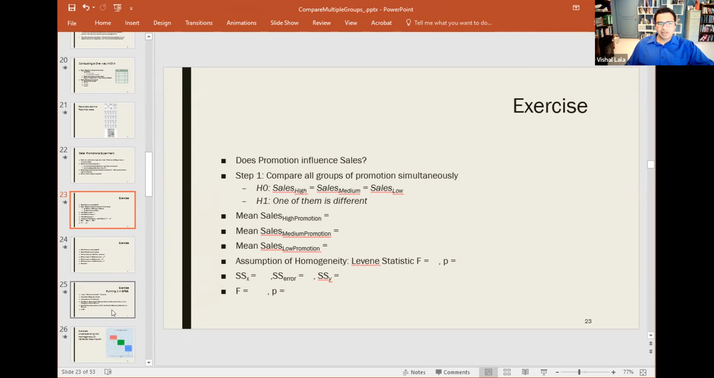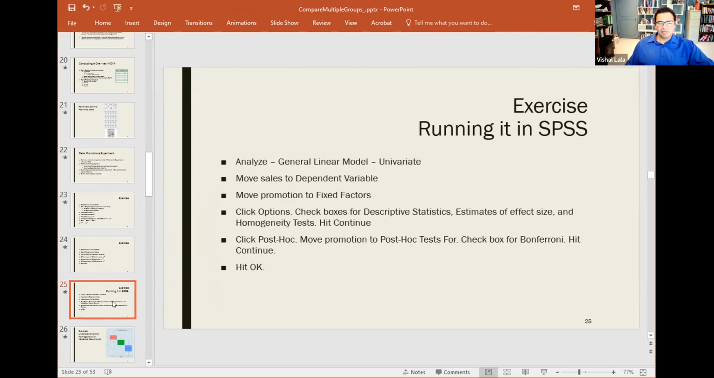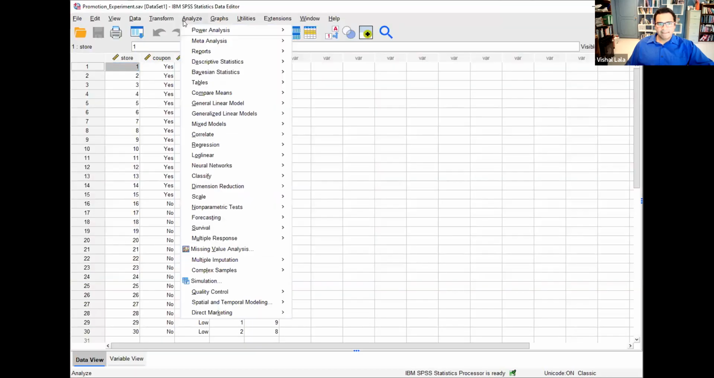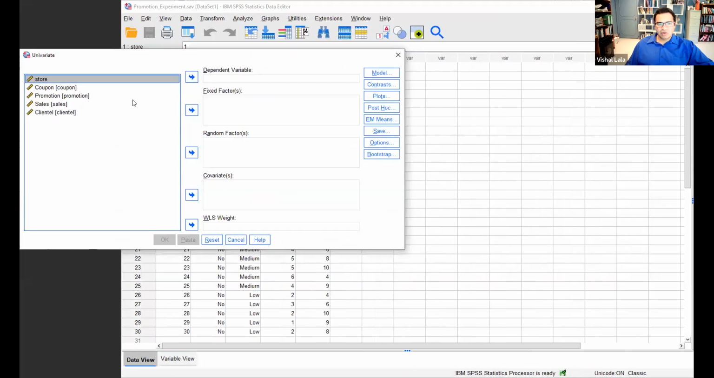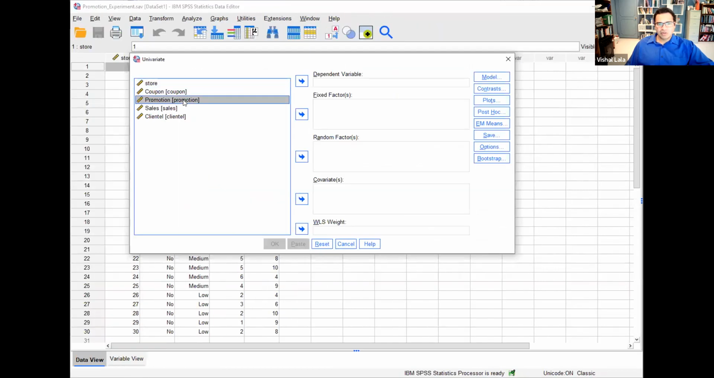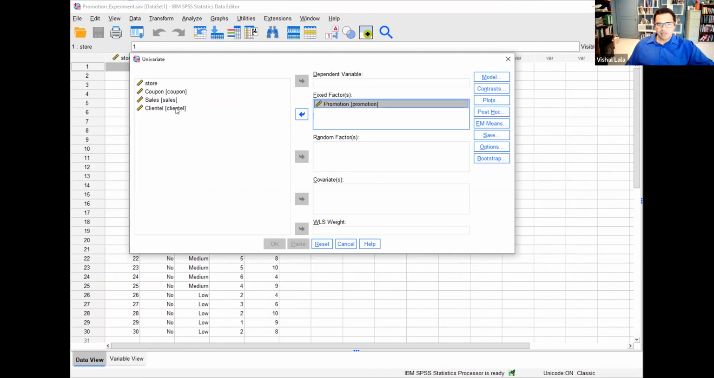So to run our analysis, these are the steps to follow. Let me apply these within SPSS. So we go to Analyze, General Linear Model, Univariate. Our next step is to move promotion to fixed factor. Sales is our outcome variable or dependent variable. Move it into dependent variable then.